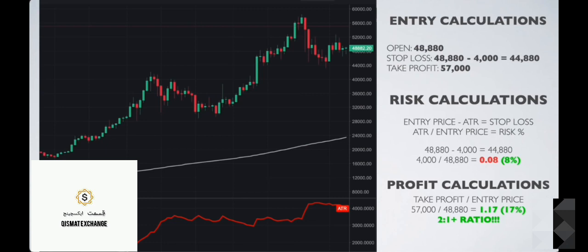These are the entry calculations on this trade. Open at 48,800, so you can see that right here. Next up, we need to see the ATR for the stop loss, 4,000. So our entry level, 48,800. The ATR is 4,000. So that gives you 44,800 for our stop loss. And then our take profit, we could say around 57,000 near the latest swing high.